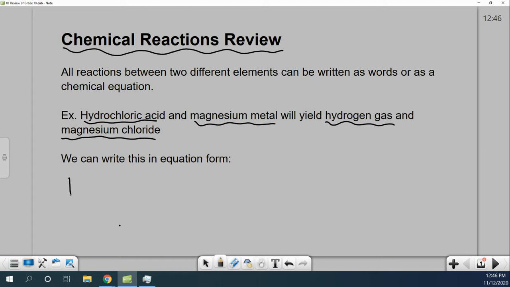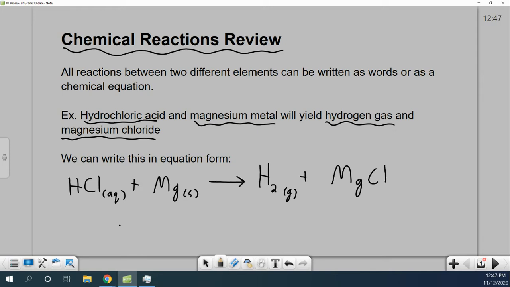Hydrochloric acid, HCl, which is usually diluted in water, plus magnesium metal, magnesium, which will be a solid metal, will react to form or will yield hydrogen gas, and hydrogen is one of our diatomic molecules, so it always comes paired. And it'll give me magnesium chloride.